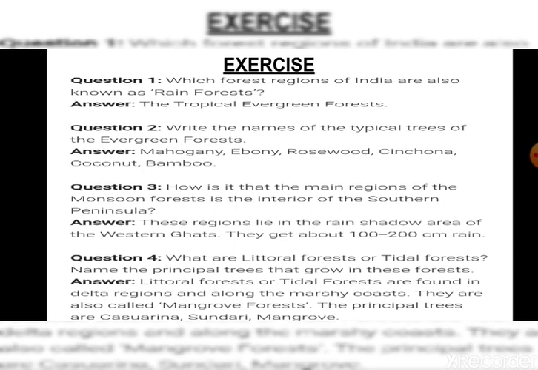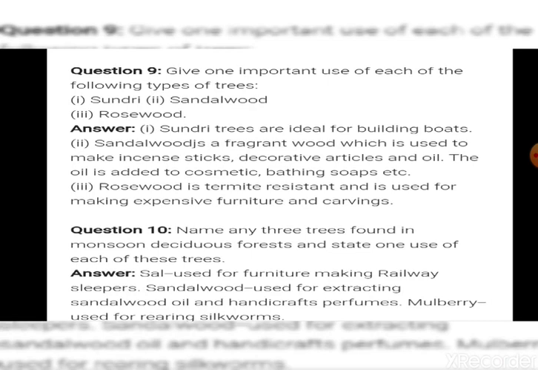Question number 4, what are littoral forest or tidal forest, and name the principal trees that grow in this forest? The answer is littoral forest or tidal forest are found in the delta regions and along the marshy coast. They are also called mangrove forest. The principal trees are sundari, neem, etc.